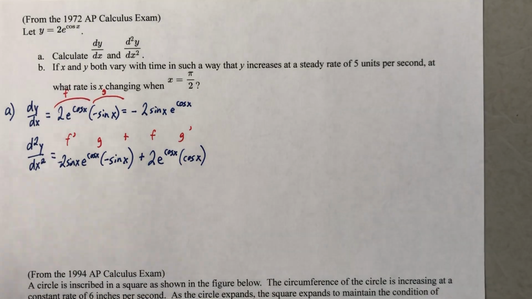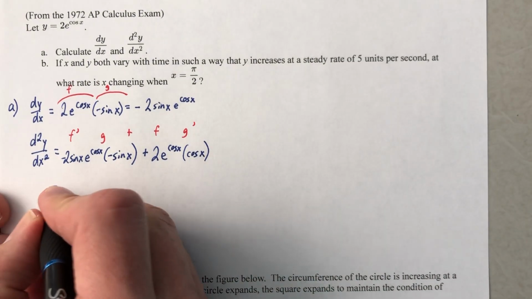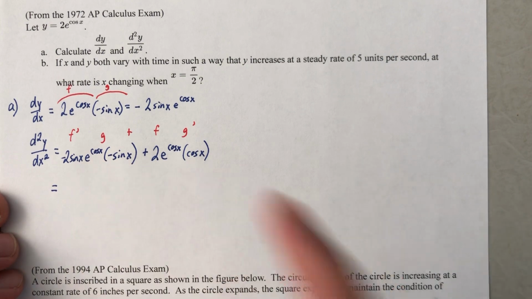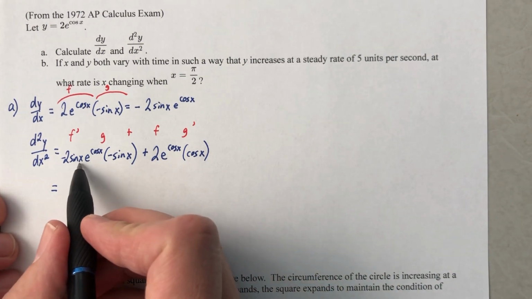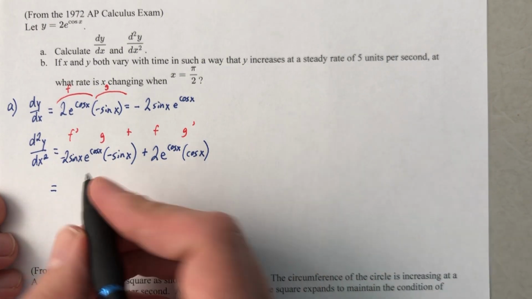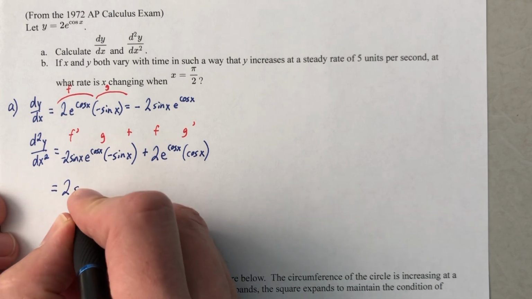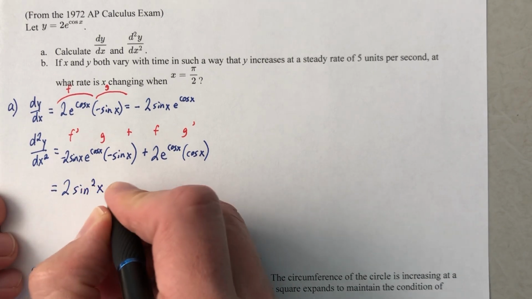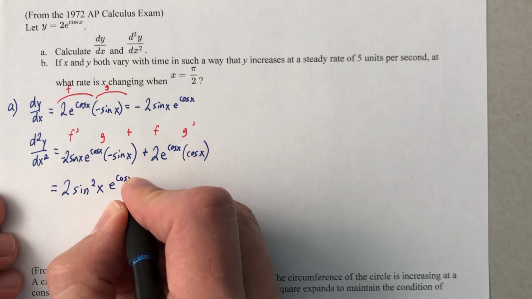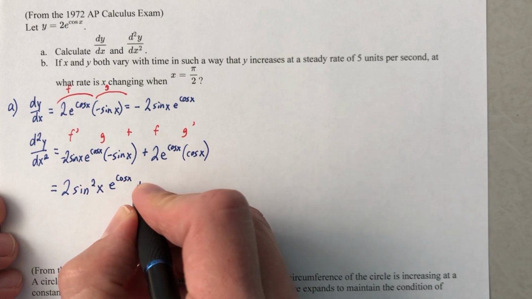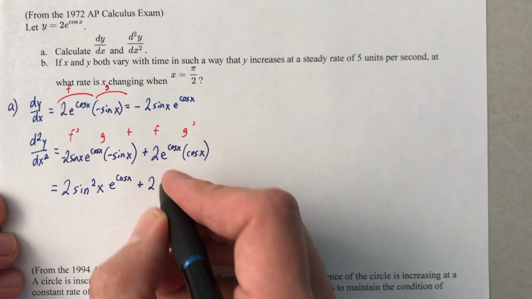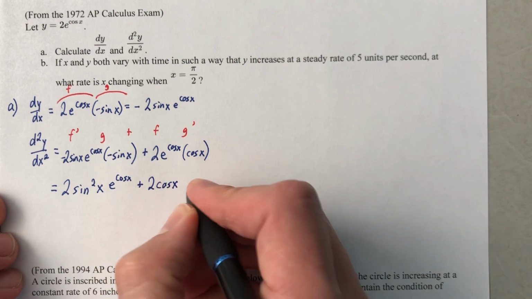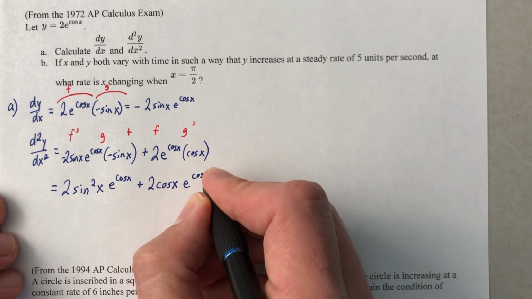Okay, this is correct, but we have a little bit of simplifying we can do, make it a little neater. Negative times negative gives me a positive. I have a sine x, e to the cosine x times sine x, so 2, a couple sine x's, e to the cosine x, and then plus 2. Let's put the cosine in front of the exponential. Just conventionally, it looks better. A little more accurate looking.